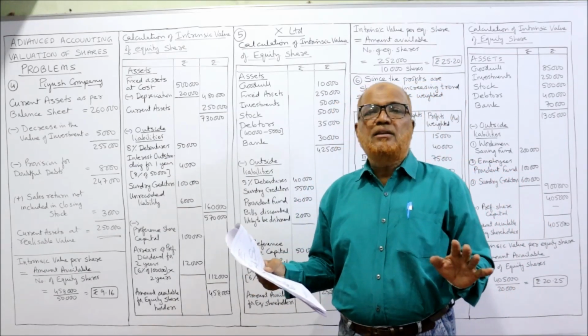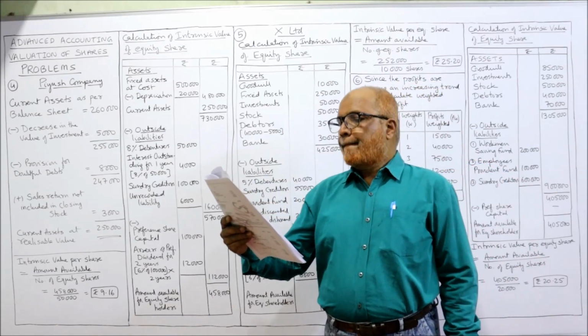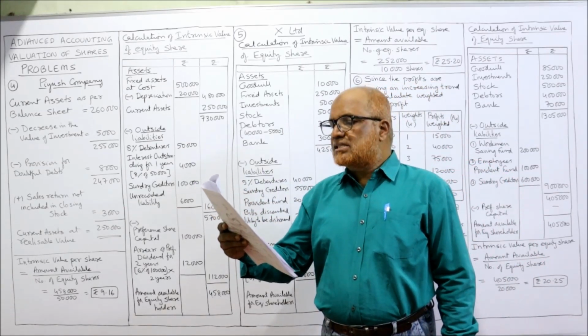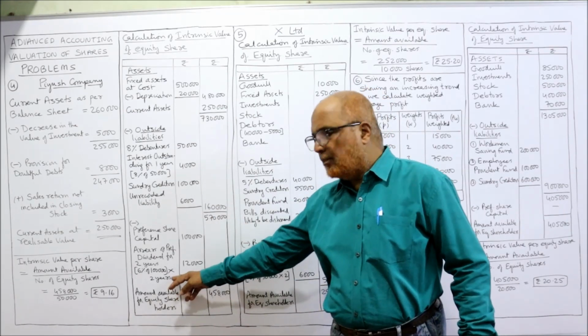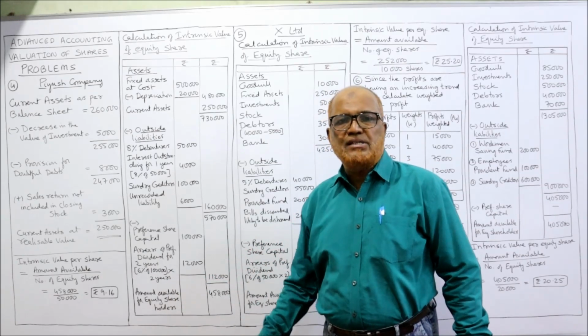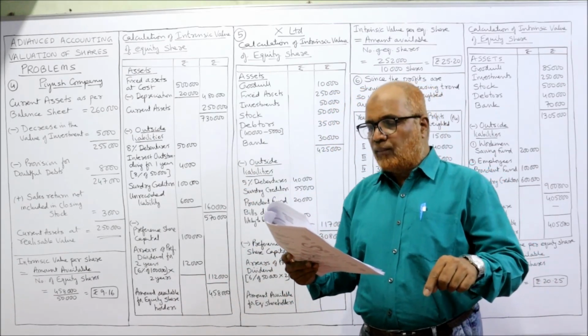We have not made the provision for doubtful debts, 10,000. Now, notes. Preference dividend are in arrears for 2 years, just like the previous problem. Arrears of preference dividend for 2 years. And goodwill is worth its book value.